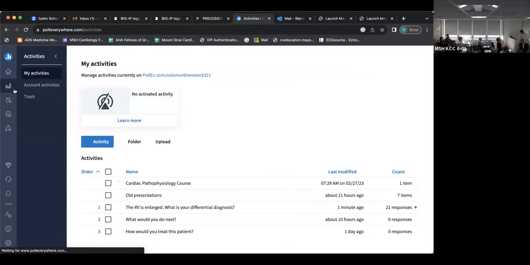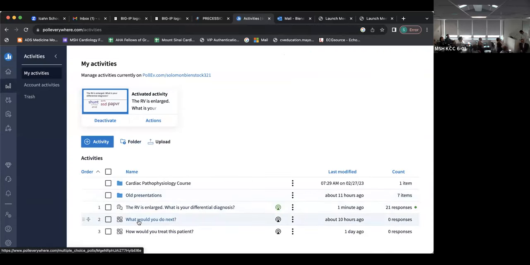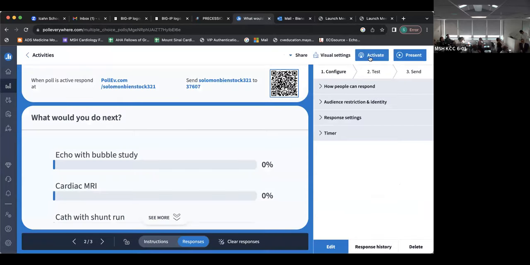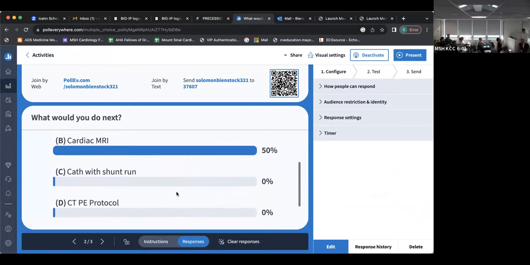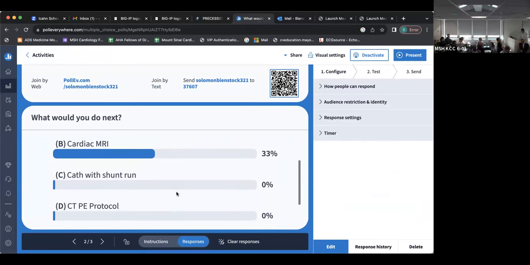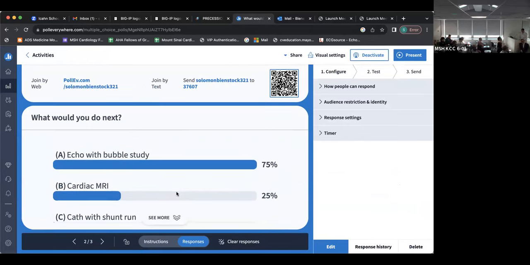So we actually have another audience response question here. All right, so what would you do next in this patient? An echo with a bubble study, cardiac MRI, a cath with a shunt run, a CTP protocol to look for pulmonary embolism, or none of the above, you would do something else?